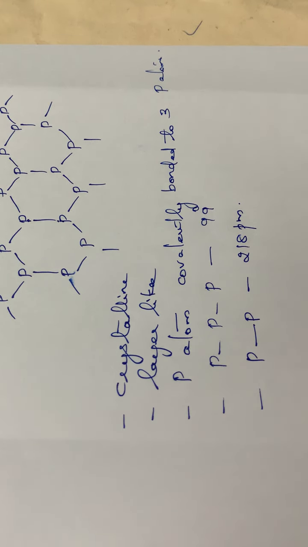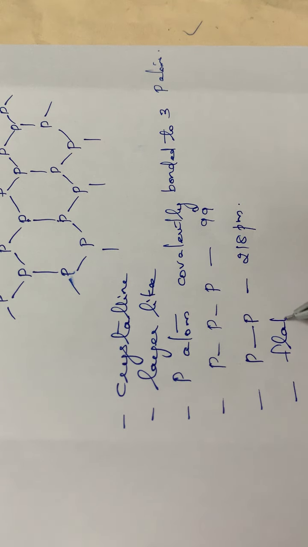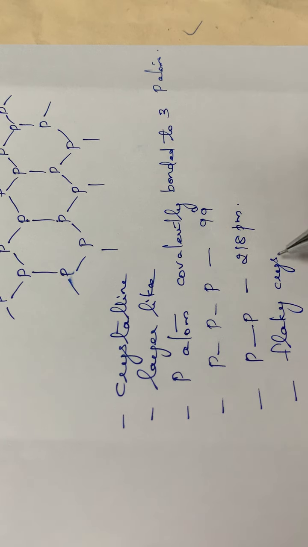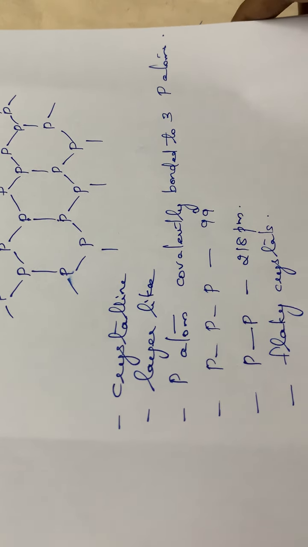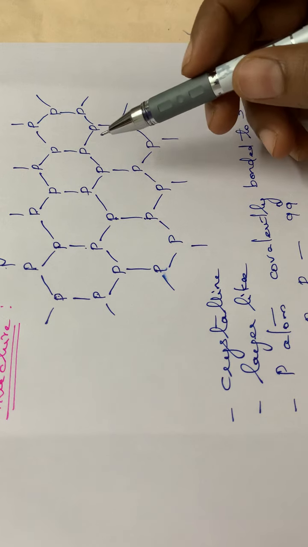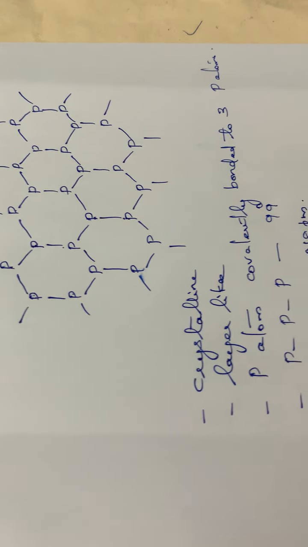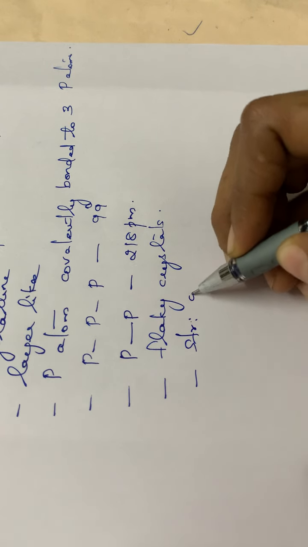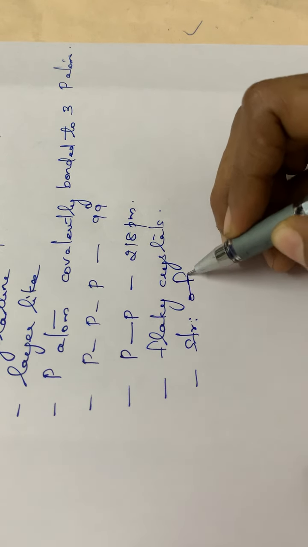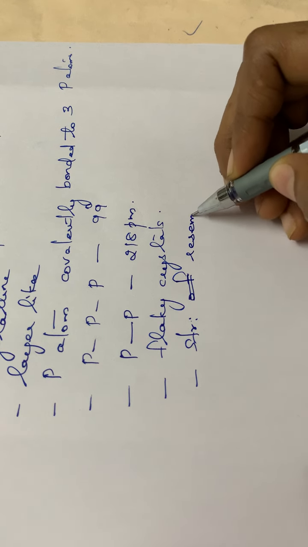Okay. Then these are flaky crystals. The crystals will be flaky in nature, just like sodium hydroxide. Sodium hydroxide will be obtained as flakes. So just like that, this beta black phosphorus will be flaky crystals, and also it will resemble the structure of graphite, isn't it? Graphite, we had written the structure. So the structure is almost similar to graphite. The structure of beta black phosphorus resembles graphite.